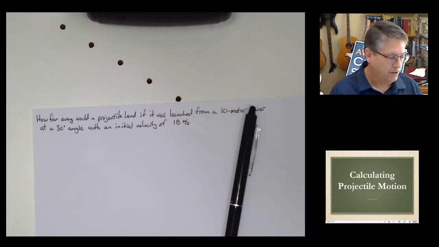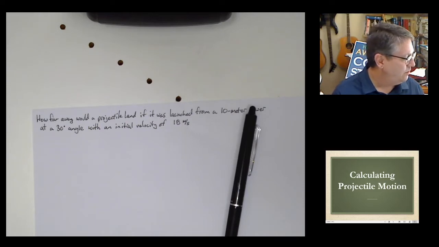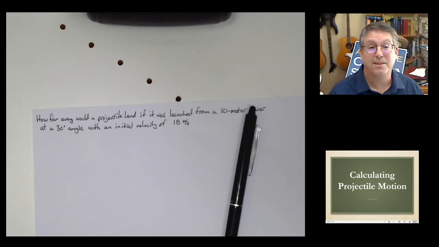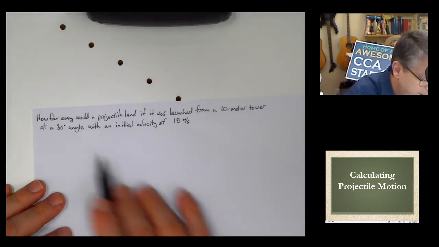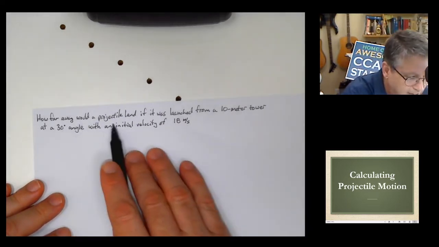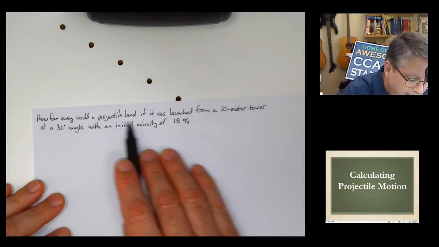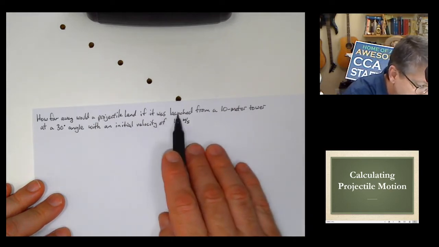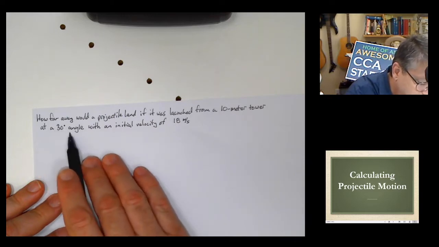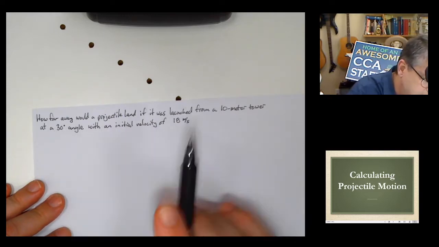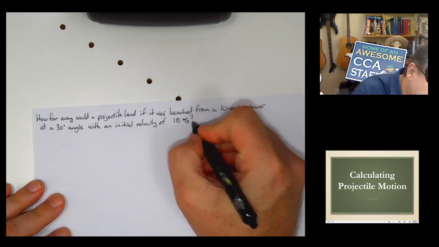In this case, we're going to figure out where something's going to land if we launch it. And here's our setup for this problem. How far away will a projectile land if it was launched from a 10-meter tower at a 30-degree angle with an initial velocity of 18 meters per second? And there should be a question mark there.